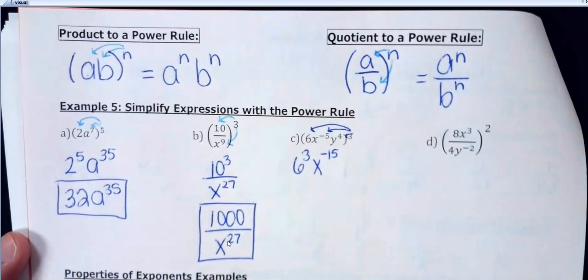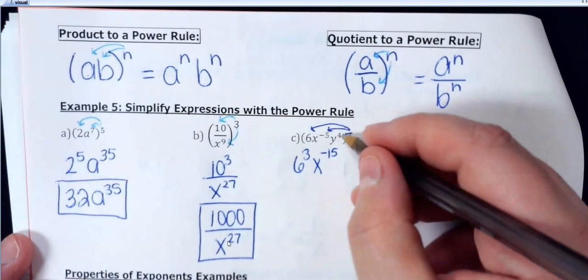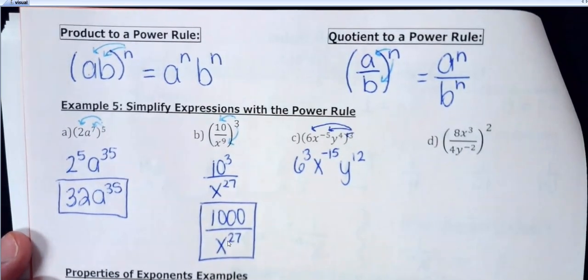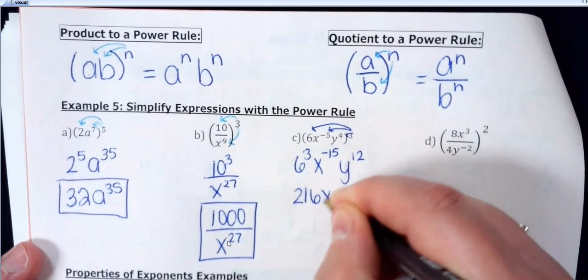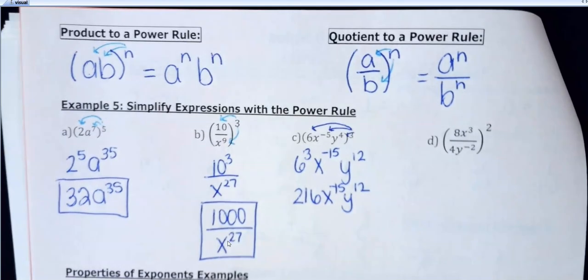We can simplify that negative exponent in a second. y to the 4th to the 3rd, 4 times 3 is going to give you 12. And just real quick, if you guys don't know this, 6 to the 3rd power is 216. So I'm just going to simplify this a little bit at a time.